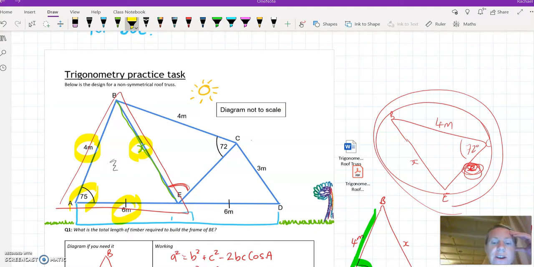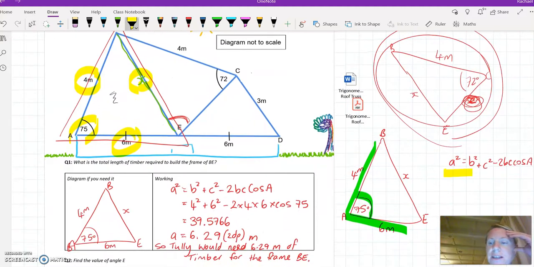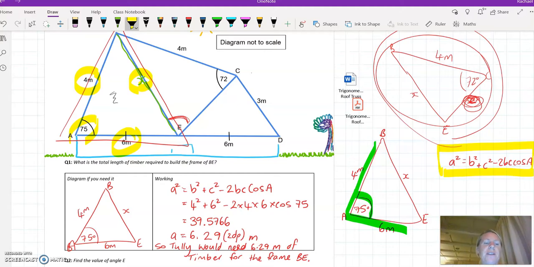Okay, so you write out the cosine rule: a squared equals b squared plus c squared minus 2bc cos A. We've got it there. Step number 1, we're going to draw a diagram. You'll see in here it says diagram if you need it. You should always draw yourself a little diagram. All that means is let's draw the triangle that you're just dealing with, and get rid of all that other stuff. We don't actually need it. In this case, it's just the one with A, B, and E on the vertices. So we've got 4 meters, our 75 degrees, our 6 meters and our X. Okay, and away we go.